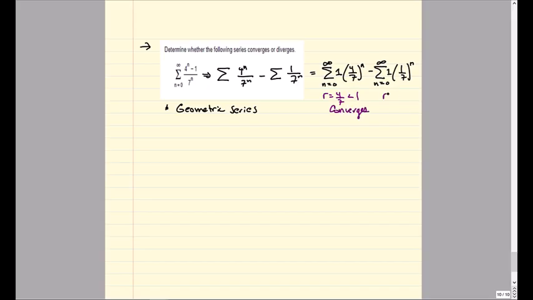So for this next one, r is equal to 1/7, which is also less than 1, and it converges as well. So both of these converge. So therefore, the overall series converges too. Okay, so don't forget the geometric series. If you see something that looks like one, throw that in the mix as well.